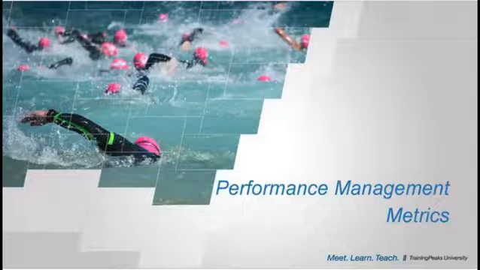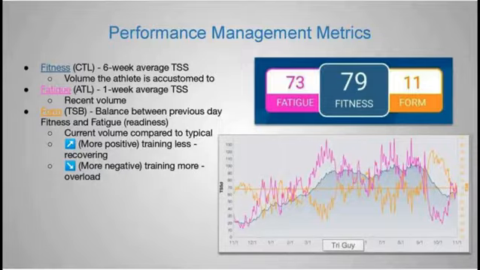Now that we've gone over the daily workout metrics, we can move on to the performance management metrics, which use TSS to track training load and recovery over time. The performance management metrics are presented as today's values, like in the emblem here, or charted over time to see trends and progression, like in the performance management chart below. The calculations are a little more detailed, but generally speaking, fitness, or chronic training load, is the 6-week average of daily TSS.